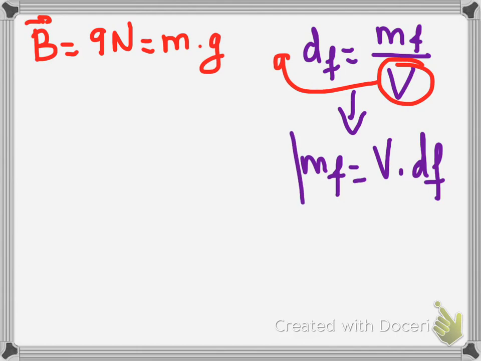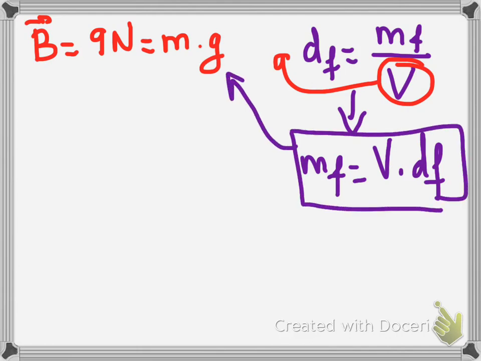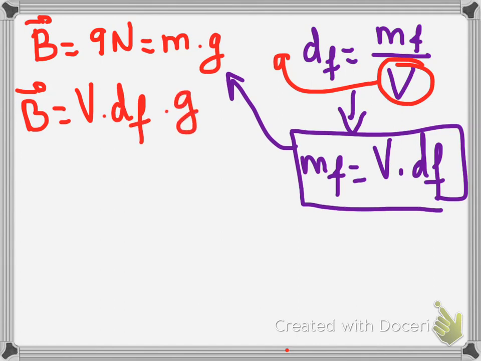So let's write these equations in the other equation. You may agree with me that we can write the buoyancy is going to be the same as the volume times density times gravity. Remember that this is the same as mass. Okay, this is the same as mass.